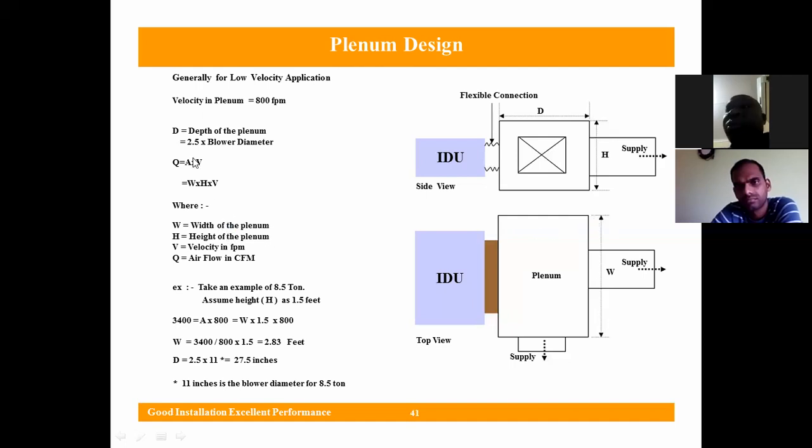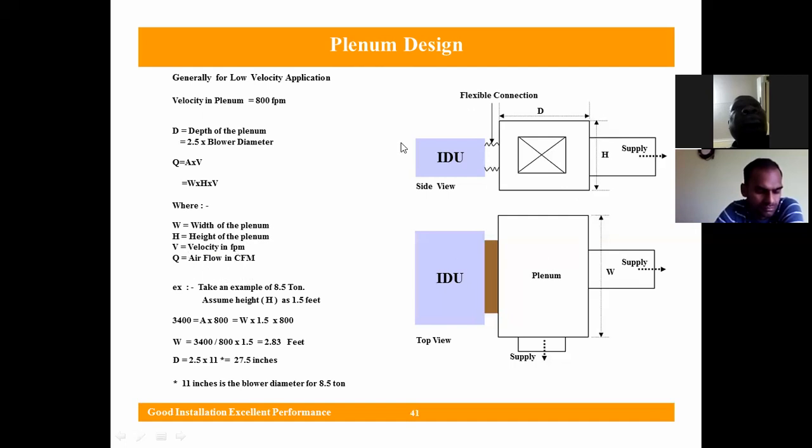Now, we know the formula Q is equal to A into V, that we already know. So, again, we can write it as Q is equal to W into H into V. Instead of A, you could write width into height because it's a rectangle or cuboid, whatever you can call it. So the area of this will be width into height. W is the width of the plenum, H is the height of the plenum, V is the velocity in FPM, Q is the airflow in CFM.